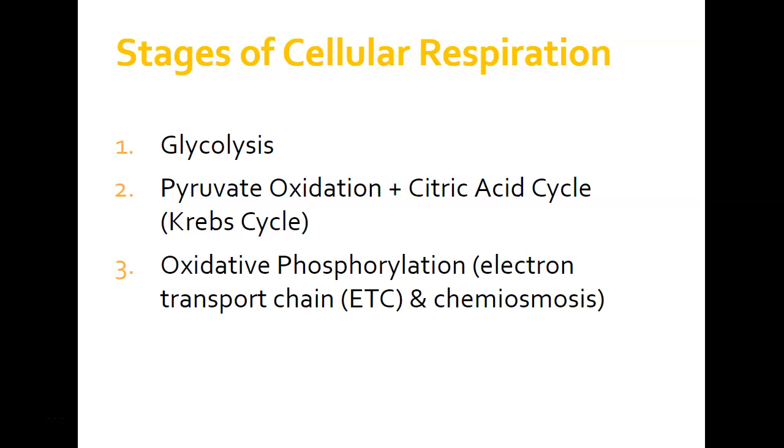The final piece is where the electron transport chain comes in. This is oxidative phosphorylation. There's a second type that we're going to learn about previously, but this one combines the electron transport chain and the end part, chemiosmosis, which is where the ATP is actually generated.